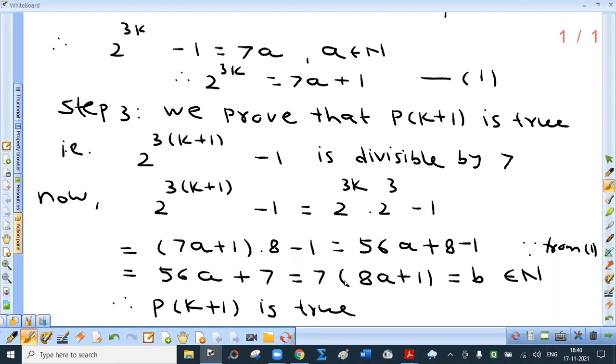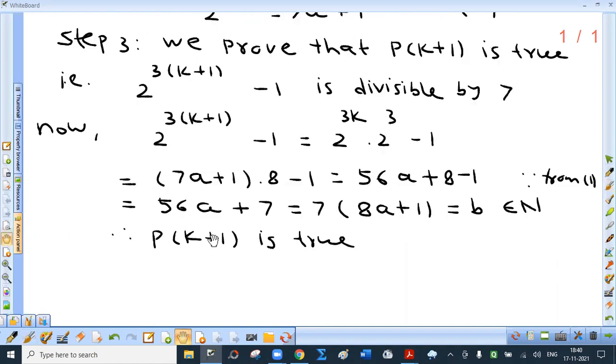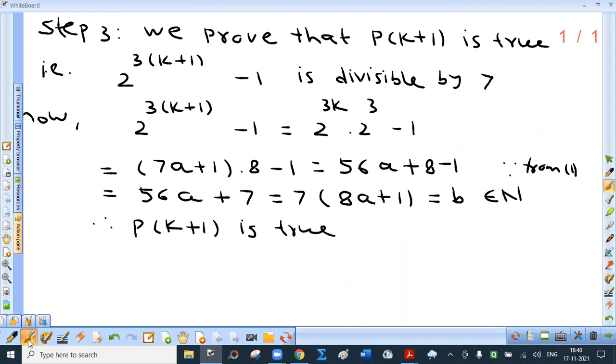Multiplied by 7. See, 8a plus 1 need not be a multiple of 7, but that natural number multiplied by 7 is definitely a multiple of 7, equal to say b, which is a natural number. Actually, I should write here that it is a multiple of 7 because of this factor. Okay, so I'll make that change. Just a minute.